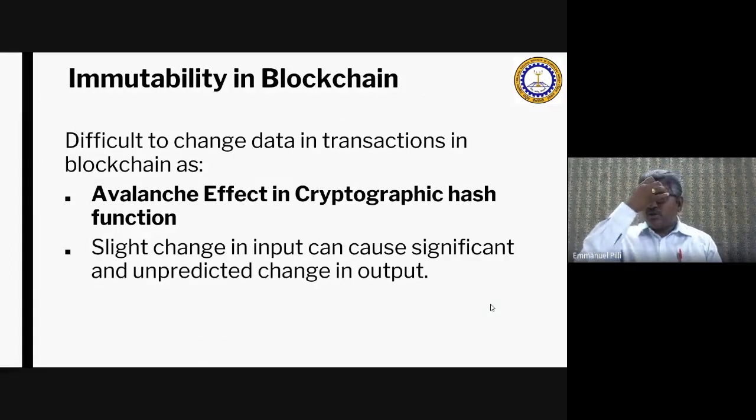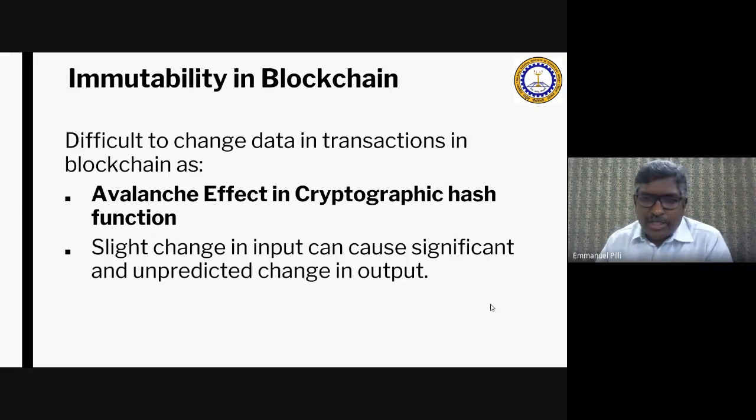So the most important thing is you can't change data in transactions. That is the secret of blockchain. So you have what is called an avalanche effect. If you change one block, you have to change all the blocks in all the blockchains which are available. And it is near to impossible. You have no way to change that. And that is what makes blockchain the strongest trust factor, right?